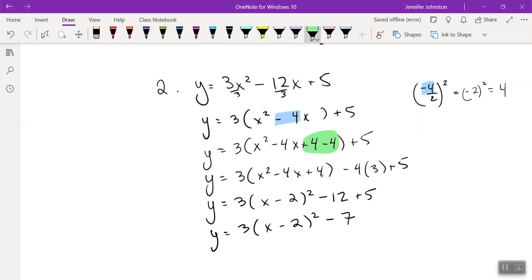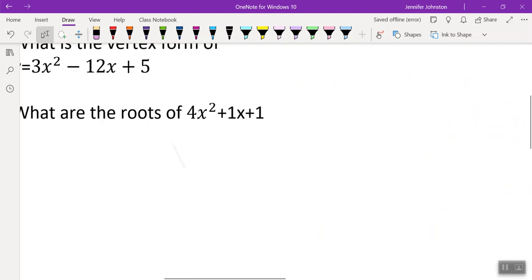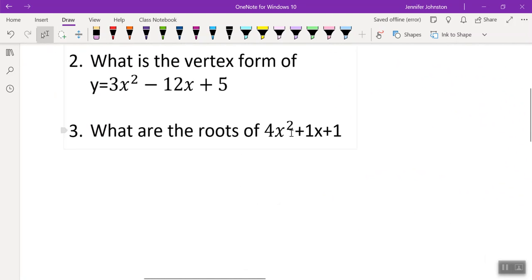Inside the concert, we have a perfect square trinomial, so we square the first, square the last, take the middle sign, which is a negative, and square it. There we go. What's our vertex? If you guessed (2, -7), you got it. Awesome. Alright, we're on question number 3. Try it out and you can see the solutions momentarily.